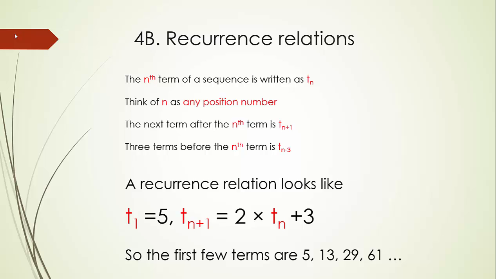In this particular example, the first few terms are 5. We know the first term is 5, and we know that any subsequent term is 2 times the previous one, so that's 2 times 5 is 10, plus 3 is 13. And then we have 2 13s, so 26 plus 3 is 29, and so on. So every recurrence relation, when you're asked to describe it as a rule, you write T1 equals something, and then Tn plus 1 equals whatever happens to Tn.